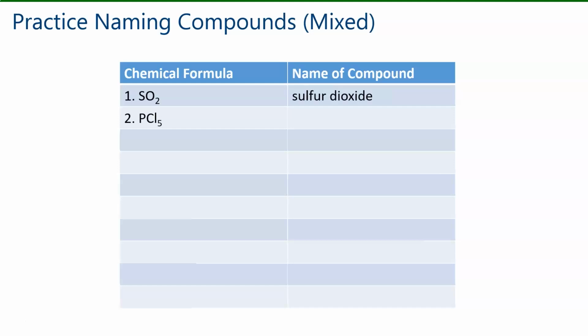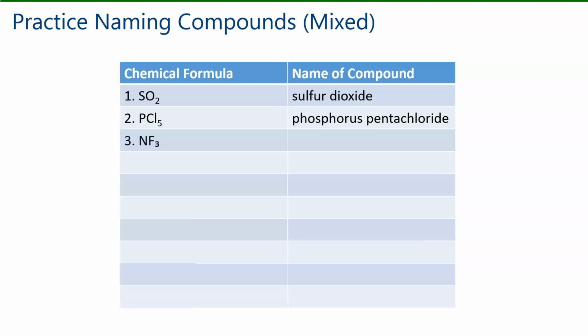Our next one, PCl5. Think through the same set of steps. Is this molecular or ionic? So look at the first element. If the first element's a metal, it's going to be ionic. If it's a nonmetal, it's going to be molecular. And then use your rules, because this is a molecular compound. Use your rules for molecular compounds. That means your prefixes. And we have phosphorus pentachloride.